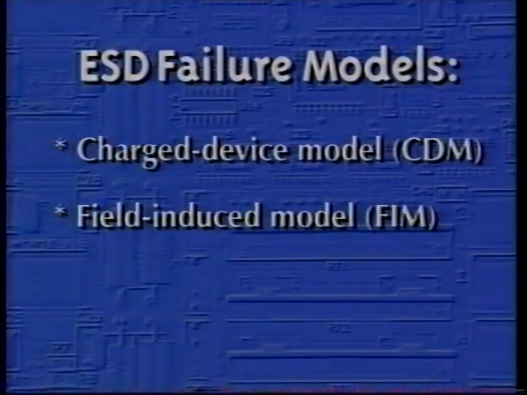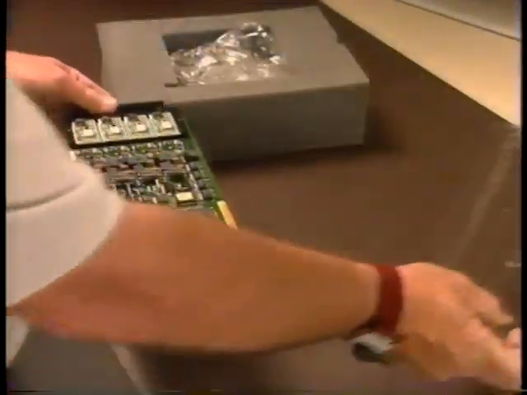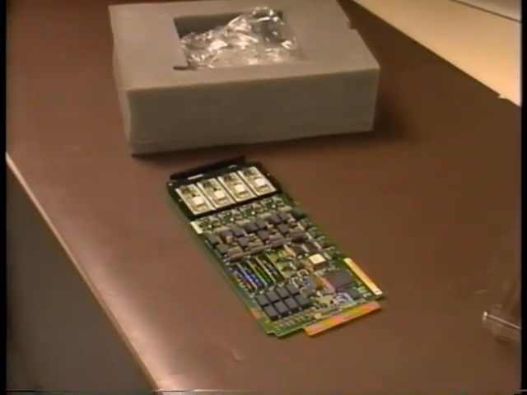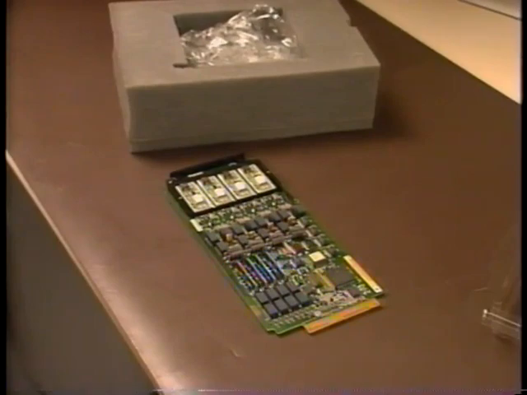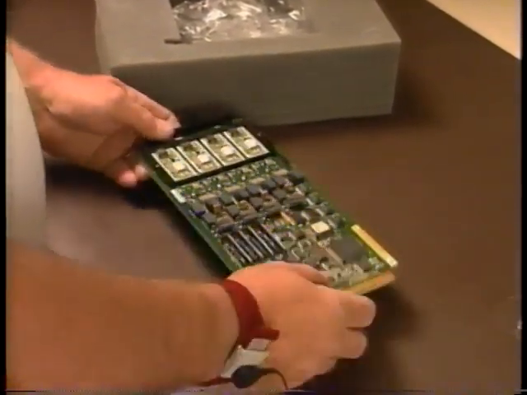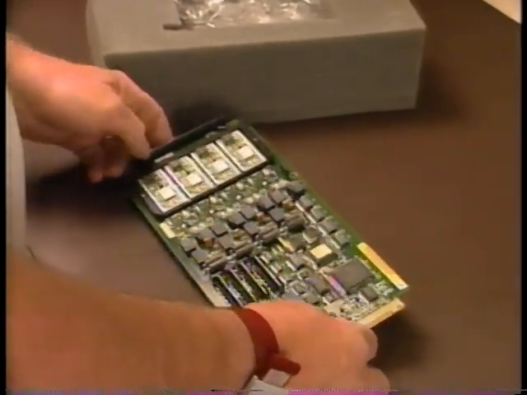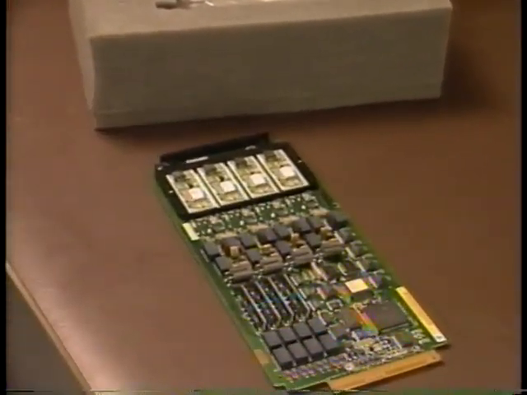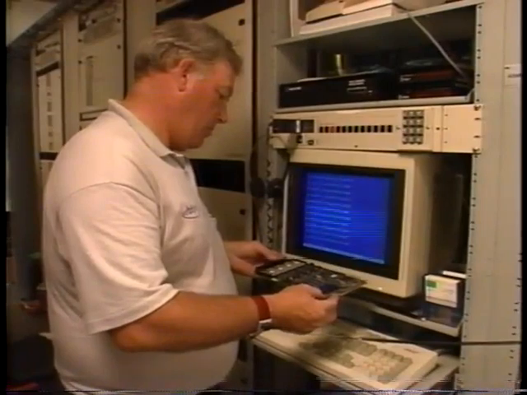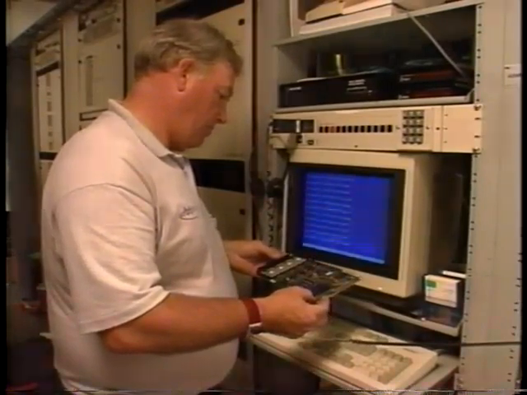The second failure model is the field-induced model, or FIM. Field-induced failures can occur when an unprotected circuit pack is handled within 1 foot of a source of electrostatic or electromagnetic fields. The circuit pack can be damaged when it's grounded in the presence of that field. And field induction can leave a charge on the circuit which can cause a charged device model failure later. This can happen when the pack is handled near a video display terminal or even a styrofoam cup.